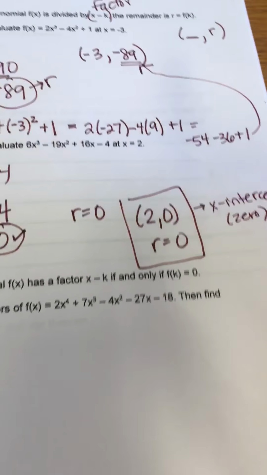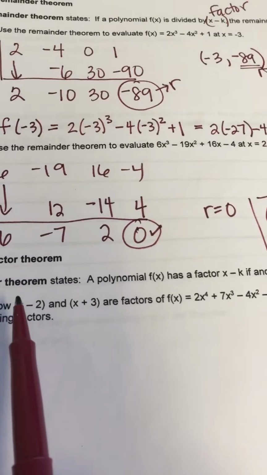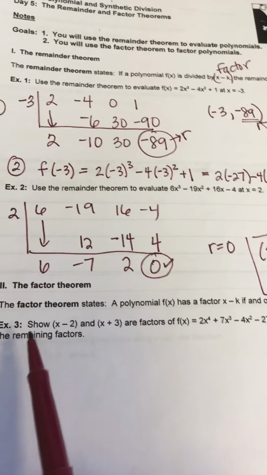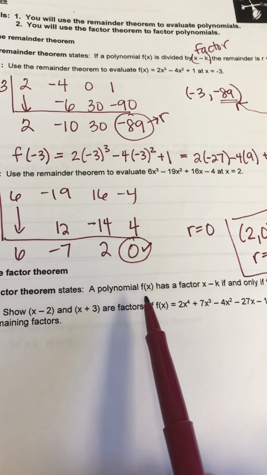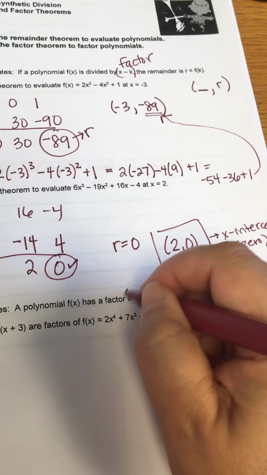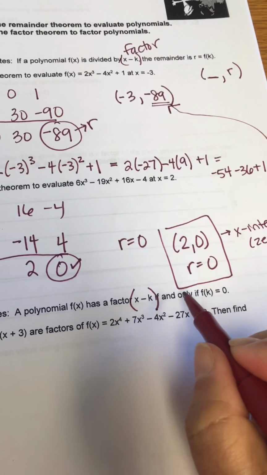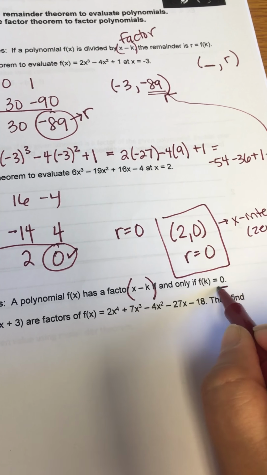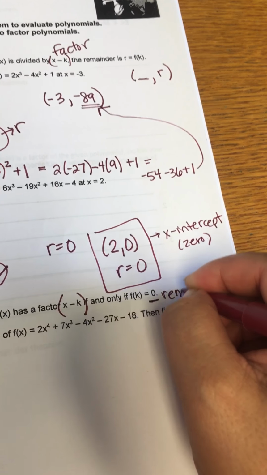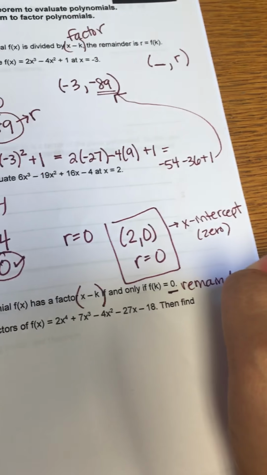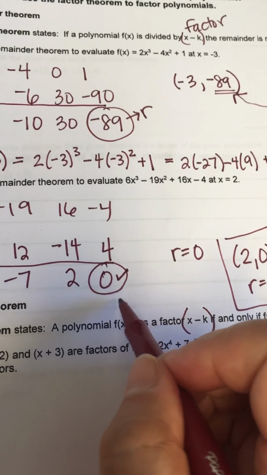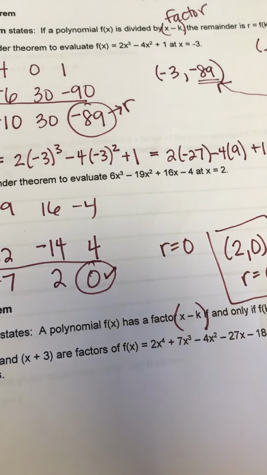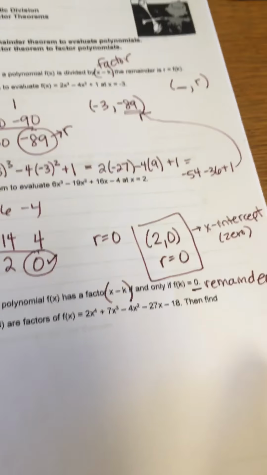All right, so going forward, the factor theorem now incorporates the remainder into it. The factor theorem says a polynomial function has a factor of this when the function itself has 0 for the remainder. So when I finish with the 0 and I check it, that for me indicates that I have a 0 and that's where I'm ending up.